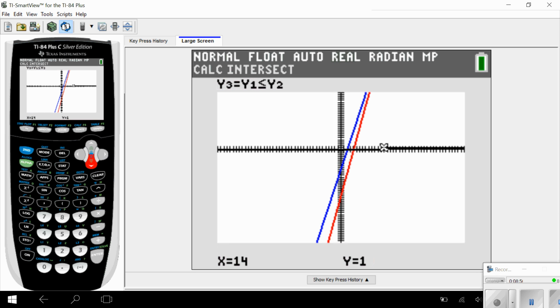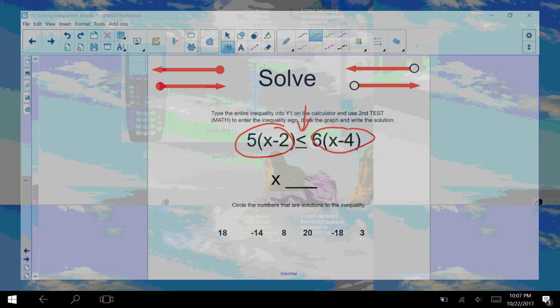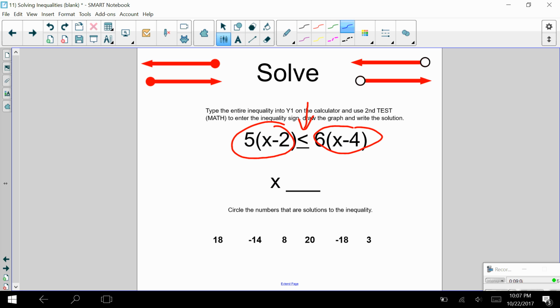I hit the down arrow. Which direction do I need to go? Now it's harder to tell which one is raised, but the one that is more bold is the one I'm looking for. So which direction do I have to go to get to the more bold line? And that's going to be to the right. So for the third time, I want to go to the right. My intersection was at 14. I want to go to the right.